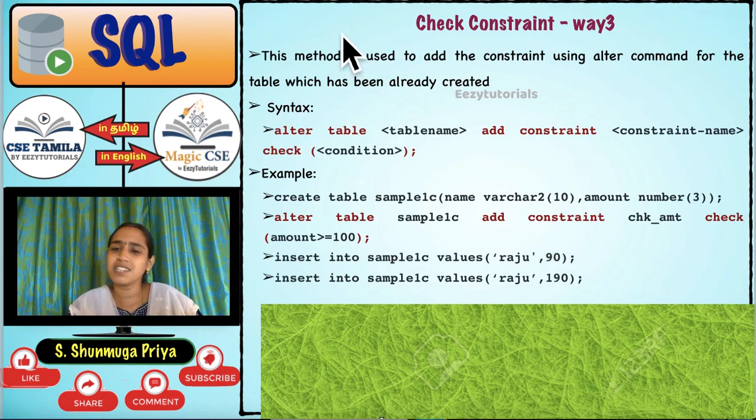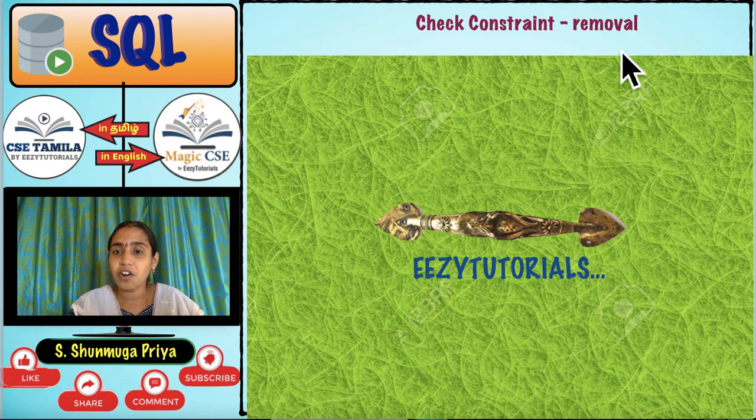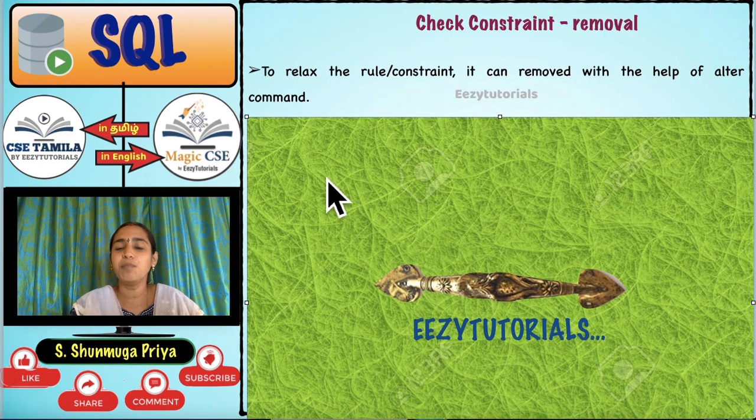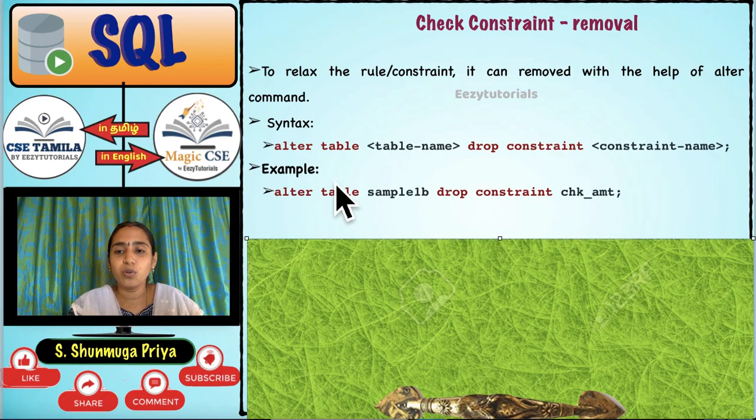Now I feel like this check constraint is no more required. I can drop this rule. I need not follow this rule. If that is my mindset, then I can drop the check constraint. You can remove the check constraint. To do that, you have to use alter table name. Then you have to use the keyword drop constraint.